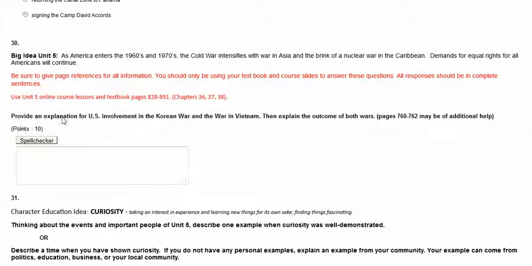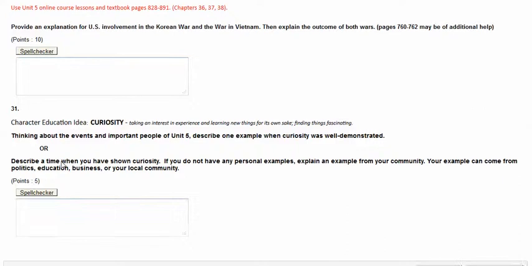Provide an explanation for U.S. involvement in the Korean War and the Vietnam War. Then explain the outcome of both wars. Pages 760 to 762 may also be of additional help on this question. If you've prepared this question ahead of time, you can copy and paste your response here into the field and make sure to spell check your answer.